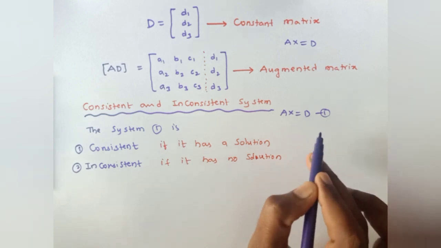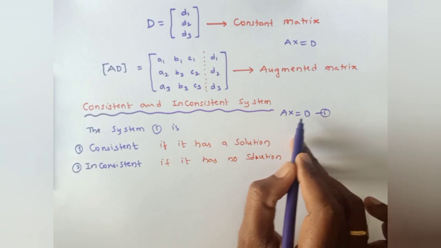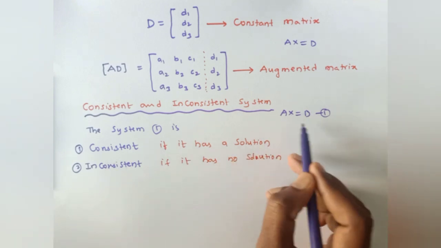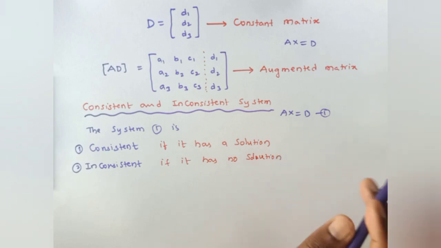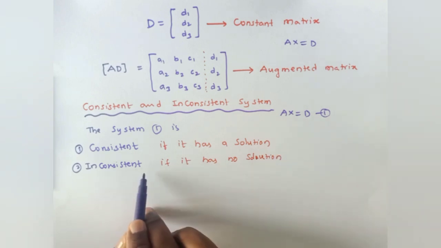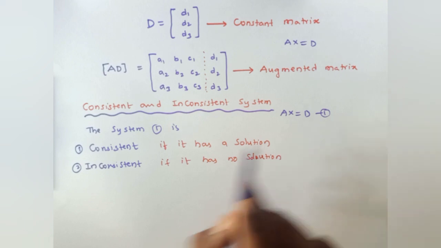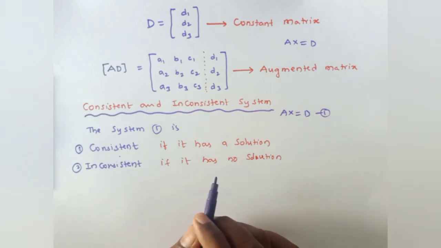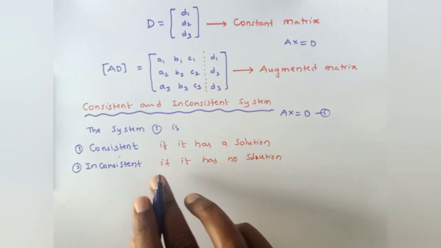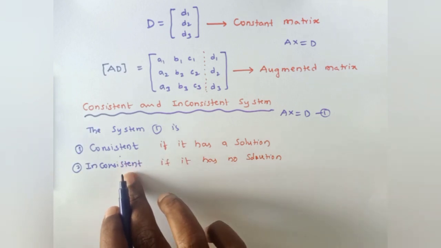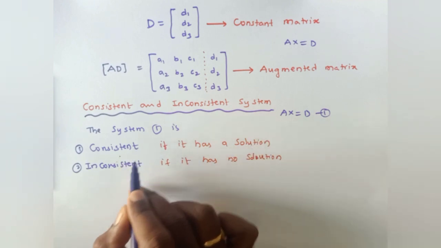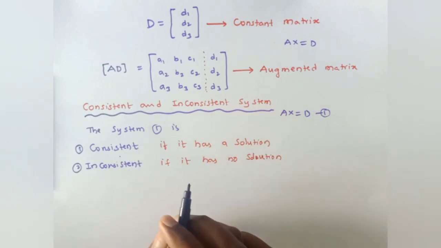If x comma y comma z values exist that satisfy the system, then it is consistent. If the values x comma y comma z do not exist, then this is inconsistent. If the system has a solution, we call it consistent, and if it has no solution, inconsistent. So just remember these two words, consistent and inconsistent. If the system has a solution, that is consistent. No solution is inconsistent.